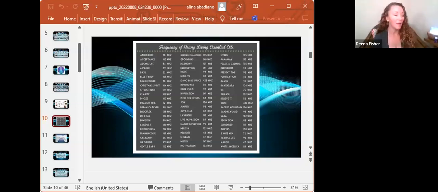The Northern Black Spruce has the highest. A lot of the tree oils have extremely high frequencies. Myrrh, frankincense, and some of the others, even Thieves has a really nice high frequency. So, okay, moving on.